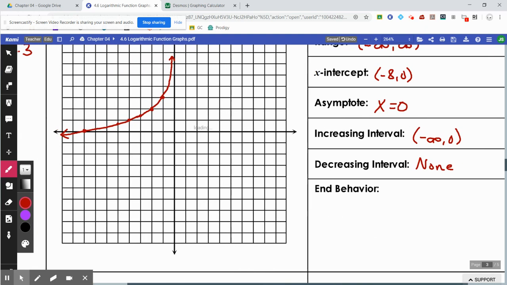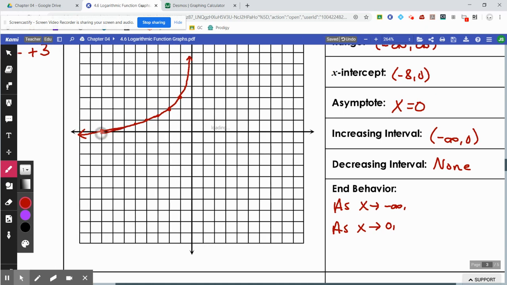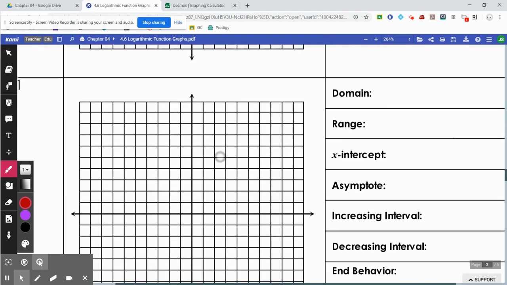And then finally, your end behaviors. I'm going to do the -infinity first. As you approach -infinity, or as you go to the left, your graph is going down. And then as you go to the right on your graph, as you get closer and closer to 0, your graph goes up to positive infinity. Okay, moving on to the next problem.